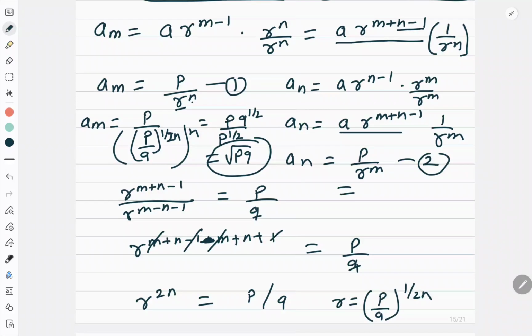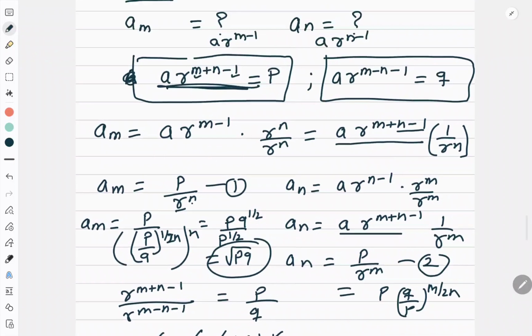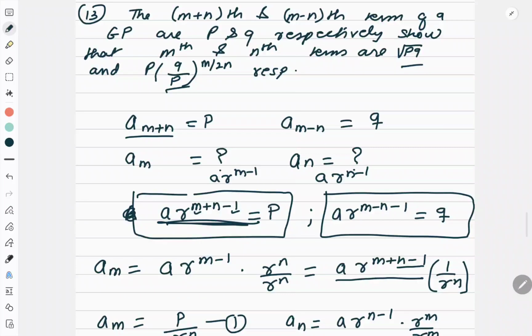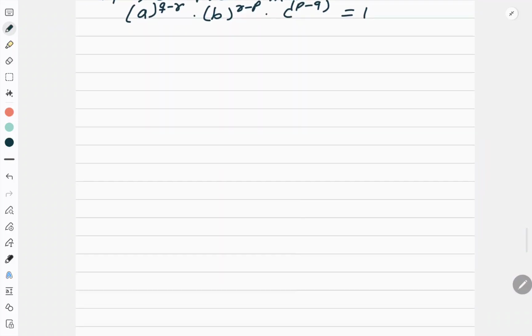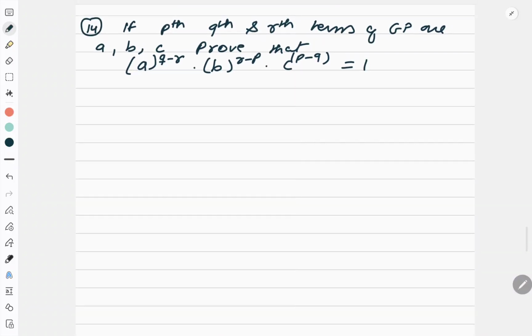Same way, when you substitute here, your value will be an is equal to PQ by P to the power m by 2n. So simple question. It looks very complicated, but it is very simple if you write down the given expression. In fact, before starting this, if you had found the value of r by dividing them, it would have been easier and simpler. Okay. Now let's move to the next question.